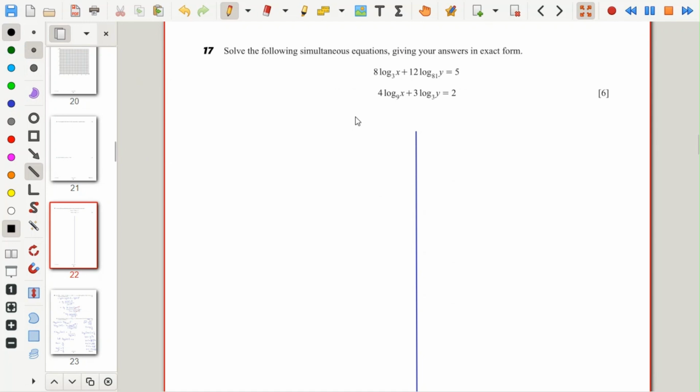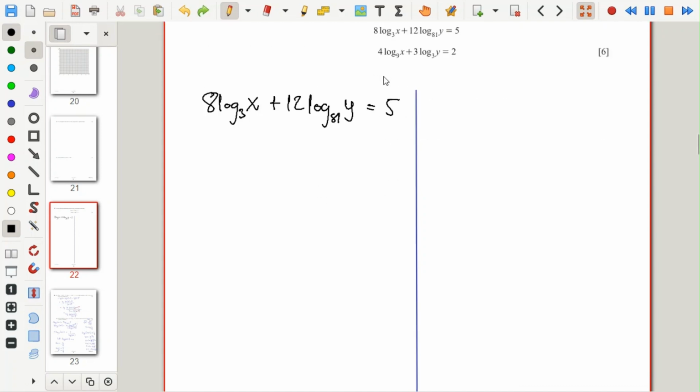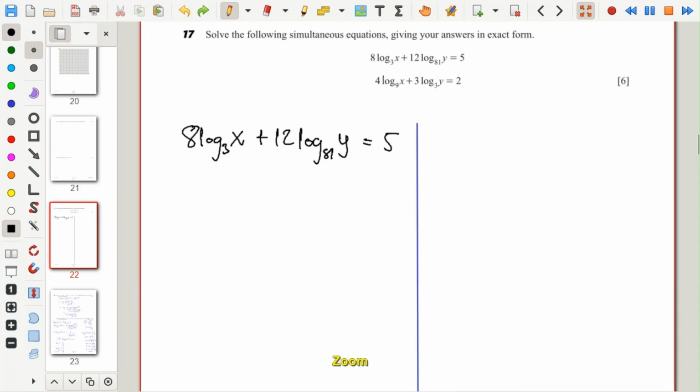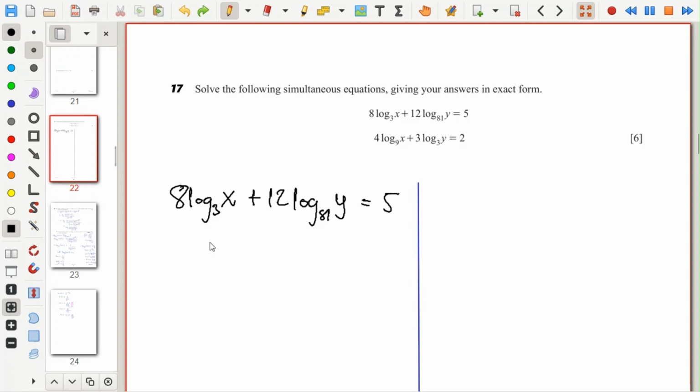Okay, so now you have been given 8 log x to the base 3 plus 12 log y to the base 81 is equal to 5. Now this is a simultaneous equation that also applies change of base. Before you can solve the two of them, the base must be the same. I want to convert to base 3. So let's see how it goes.